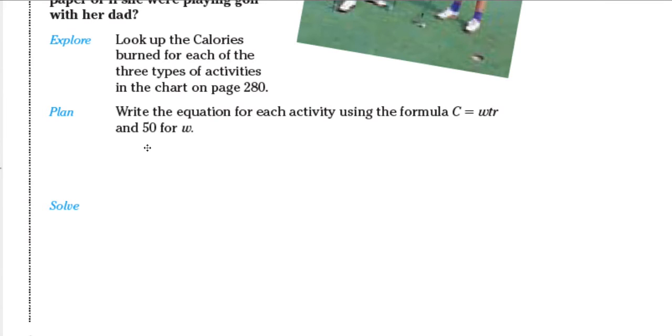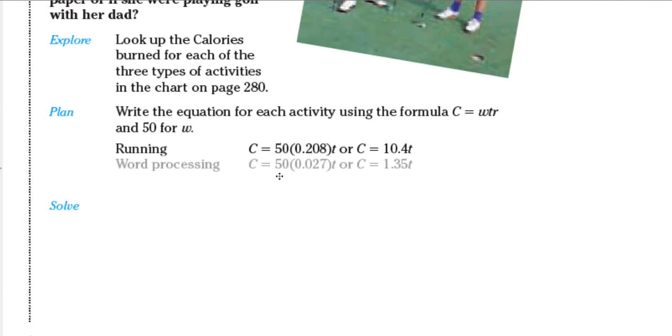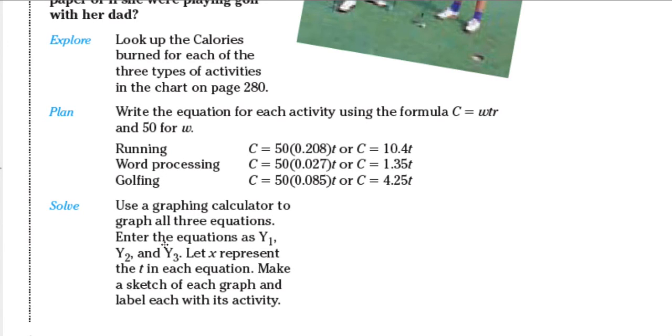So let's look at running. Her weight is 50, and the calories per minute per kilogram burned for running is 0.208. Multiply that by T, and you end up with the equation 10.4T. Word processing: 50 times 0.027T, you end up with the equation 1.35T. And you have golfing: 50 times 0.085T, which is equal to 4.25T.